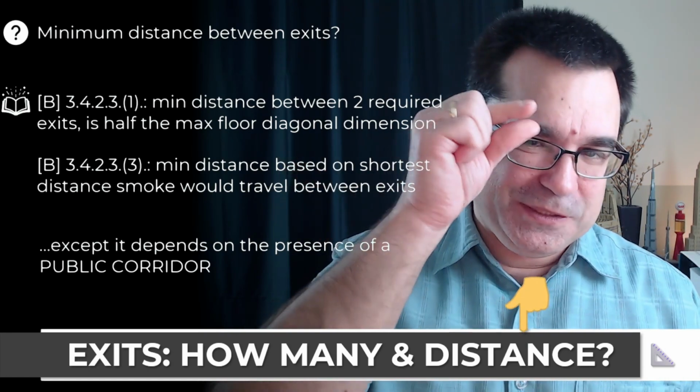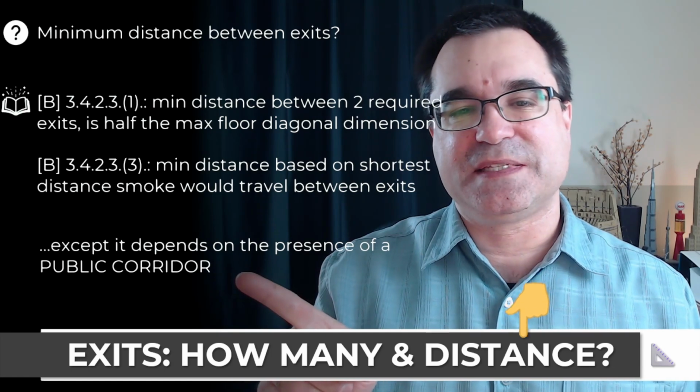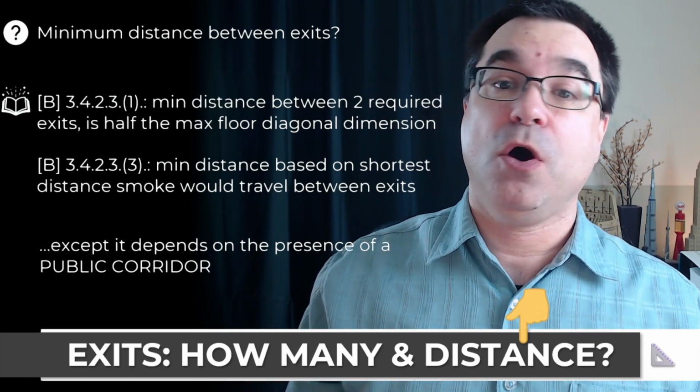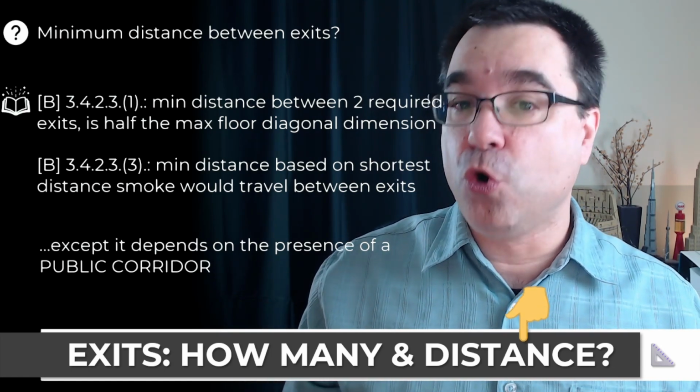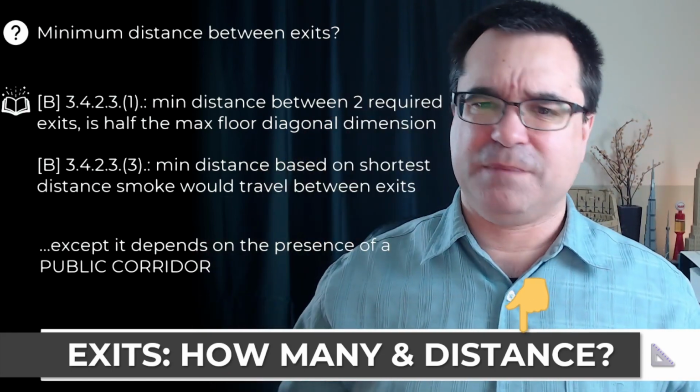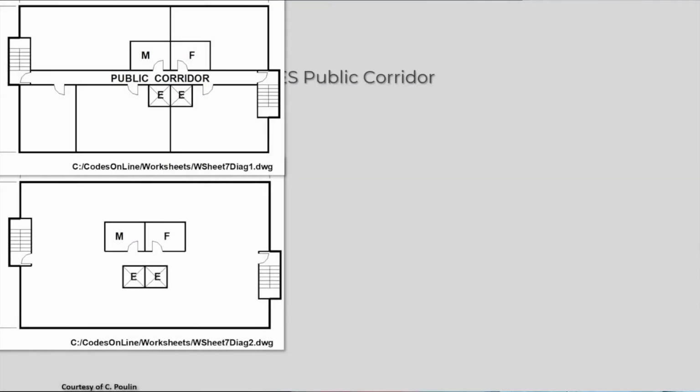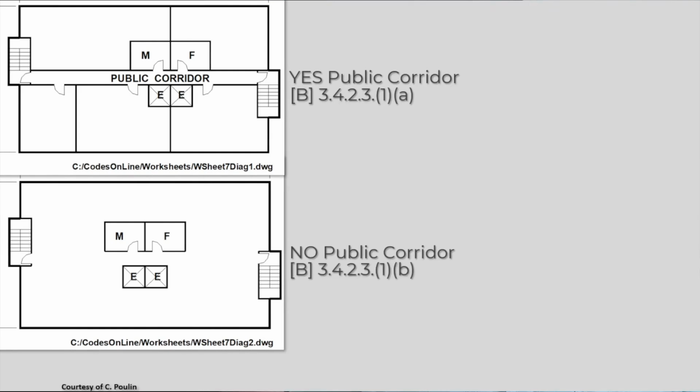Except that there is an added little twist to it, and that is that distance also depends on whether or not there is a public corridor in that floor area. So let me show you what I mean. We have here two examples of two identical floor areas. The only difference is the top floor area here has a public corridor, and the bottom floor area here does not have a public corridor.